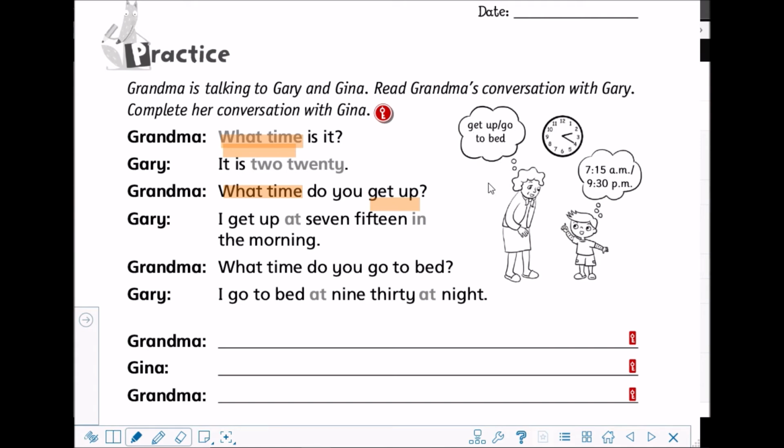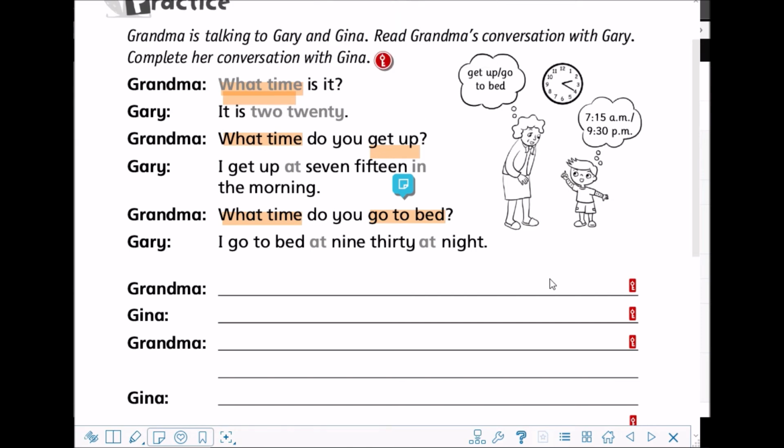So the third question again is similar to number 2. So what time do you go to bed? Okay, and then Gary will answer, oh, I get up at 7:15 in the morning. I go to bed at 9:30 at night.